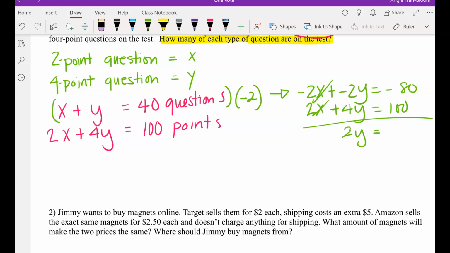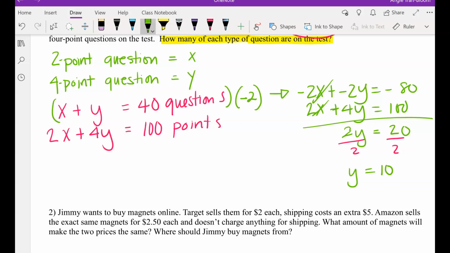So now it's going to be 20. And then I would now divide both sides by 2. So that will give me a y of how much? 10. Both x and y must be positive because they are asking for how many questions.